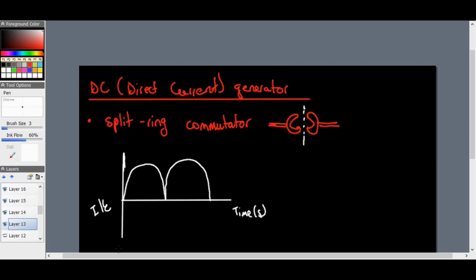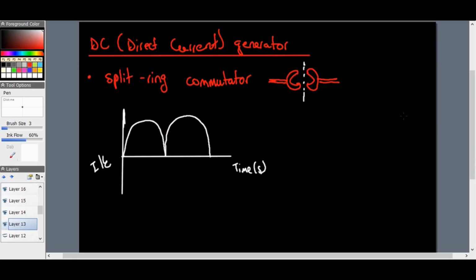That's the quickest way to spot the difference between your two types of generators, AC or DC. If they don't give you a diagram of how the actual generator looks with the magnets and everything, and they give you the graphs, that's how you can denote which is direct and which is alternating.